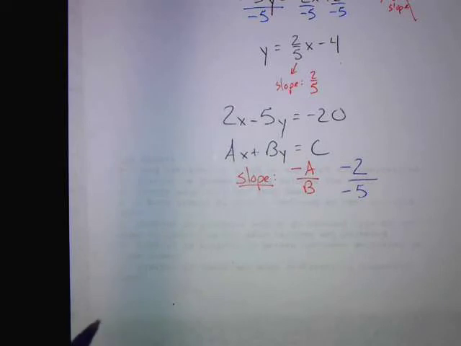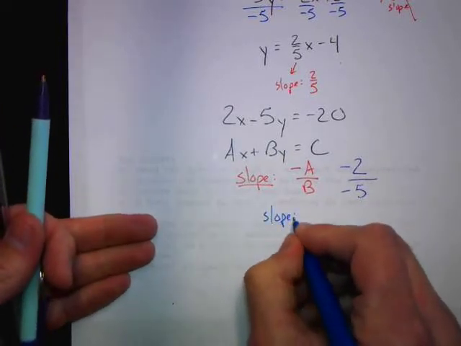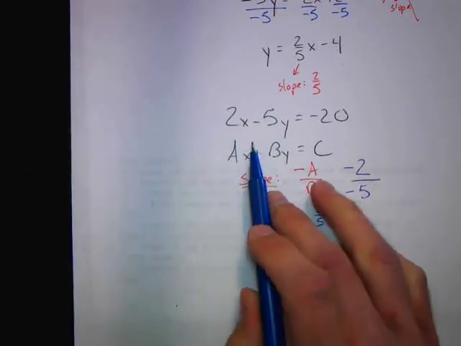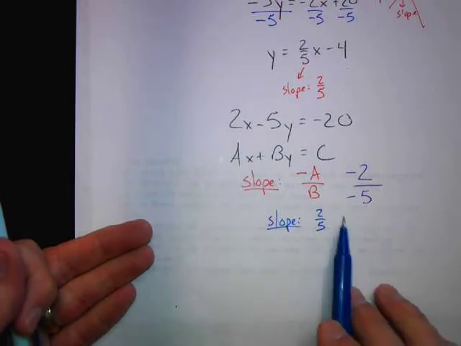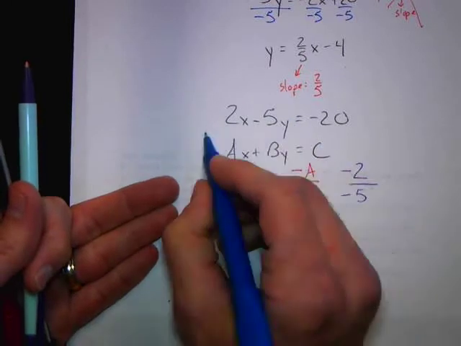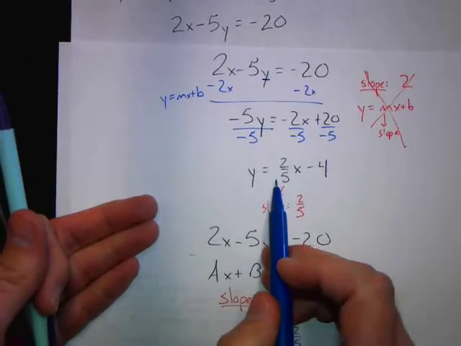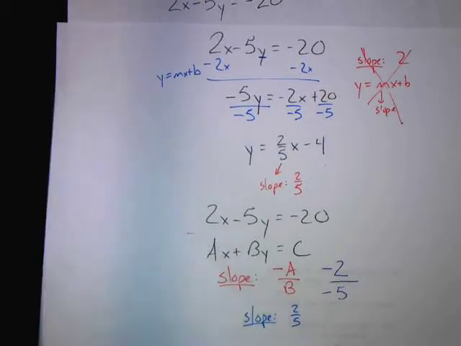A negative over a negative is a positive, so the slope will be positive 2/5. And that is the slope of this, and that's the fast way of finding slope from standard form. Once again, we still couldn't say it was 2. We could say it was 2/5. So you can look at an equation in standard form and use opposite A over B, or you can do all of the work to put it into slope-intercept form.